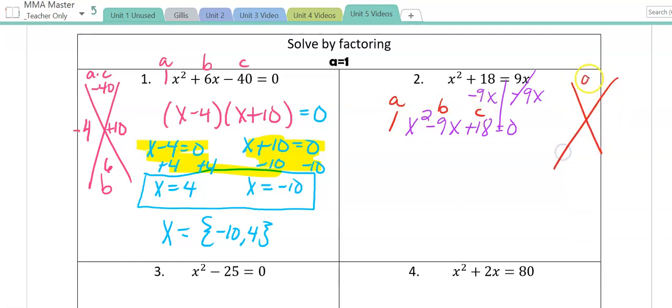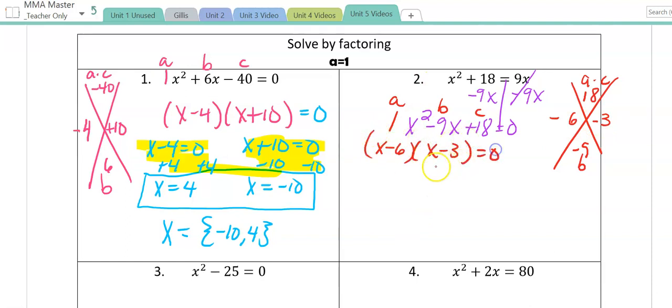I'm going to come over here, A times C and B. So A times C is 18 and B is -9. Factors of 18 that will give me a 9, okay? Factors of 18, so I have 1 and 18, 2 and 9 aren't going to give me a 9, 6 and 3. 6 and 3. And for it to be a -9, I need a negative on both of those. So they're both going to be negative. You have x minus 6 and x minus 3.